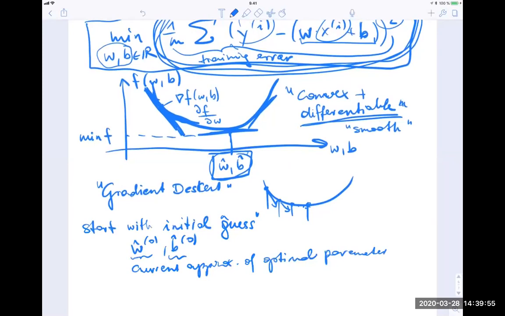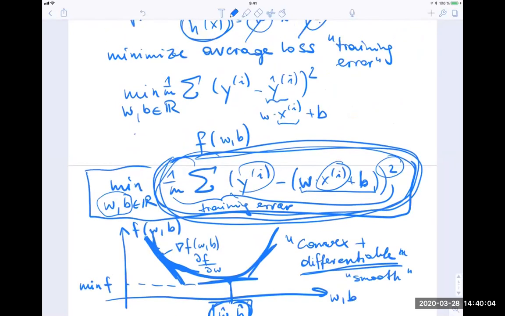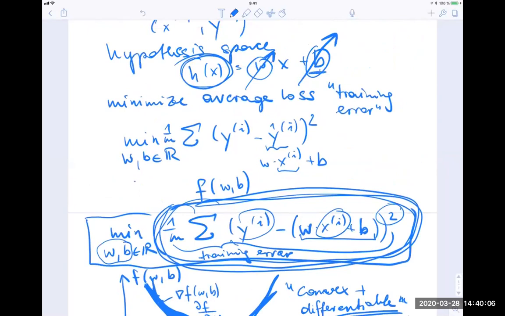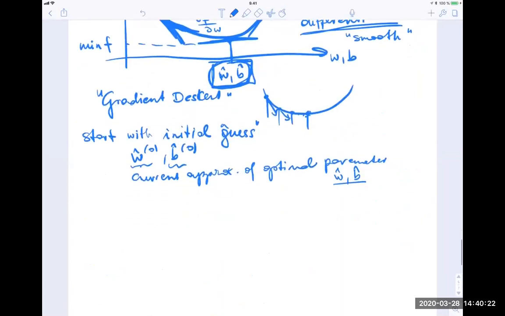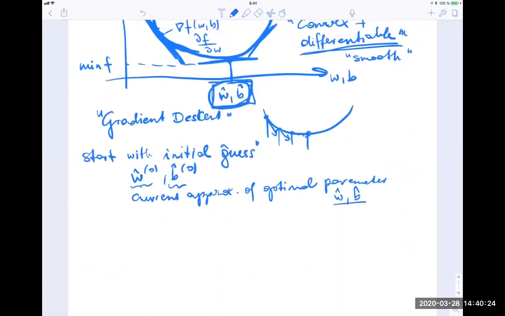So the optimal parameters are W hat and B hat, shown here. They correspond to the choice for the weight and the intercept that minimize the training error. This is a mathematical result that there exists, at least we know there exists, an optimal value for W and B. So that's a good start. But how do we find out what the values are?